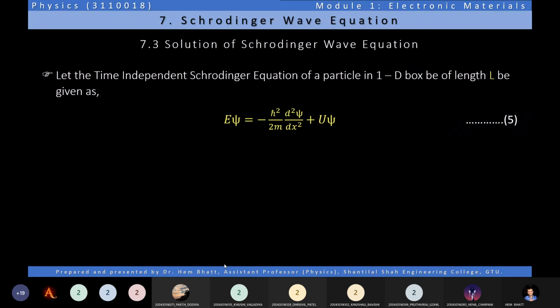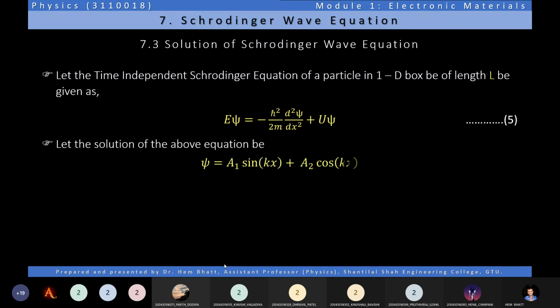As the wave equation must be continuous, it should be represented by a function of sine or cos or a linear combination of the two. So we assume that psi has a sin and a cos function, because it has to be periodic and continuous. So we assume that this should be the solution. But then you will have to find out both A1 and A2.